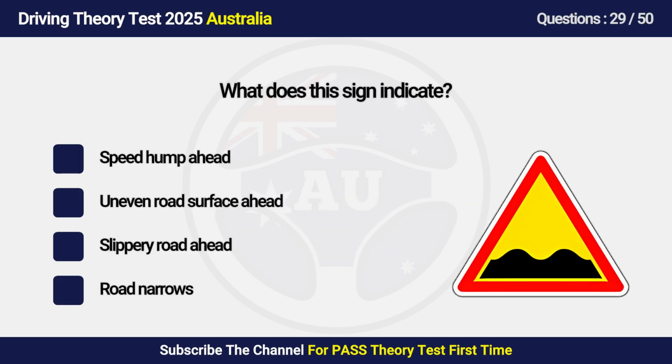A. Speed hump ahead. B. Uneven road surface ahead. C. Slippery road ahead. D. Road narrows.